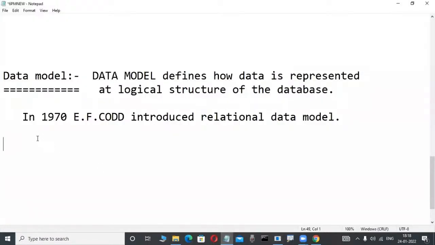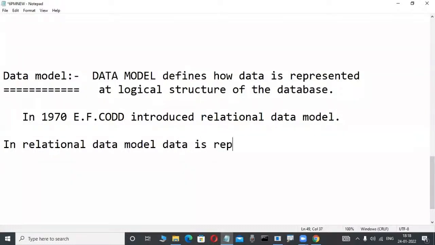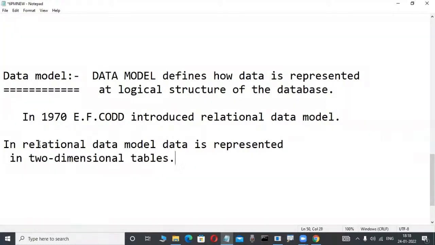Observe here. In the relational data model, data is represented in two-dimensional tables, in the format of rows and columns. That is nothing but two-dimensional tables. But unfortunately, slowly observe it here.